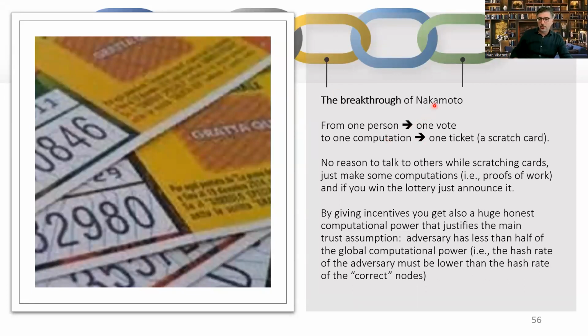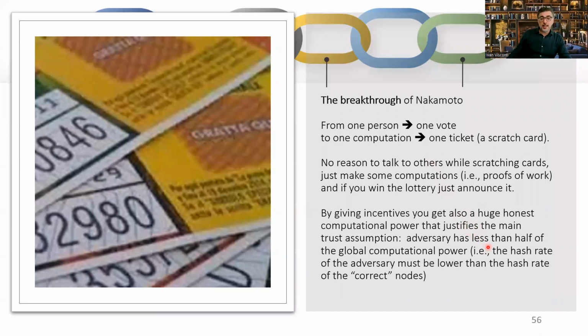Okay, so from one person, one vote, to one computation, one ticket. Look, no reason to talk to others while scratching cards. That's fantastic, because otherwise it would be very complicated to figure out how to realize it. Players have only to make computations. This is called proof of work, this attempt to resolve the puzzle, find the solution. And these incentives are very beneficial.